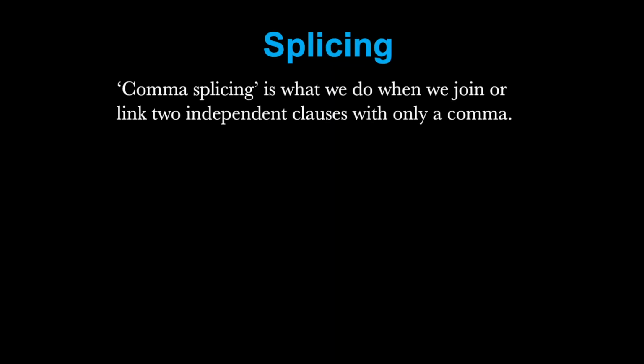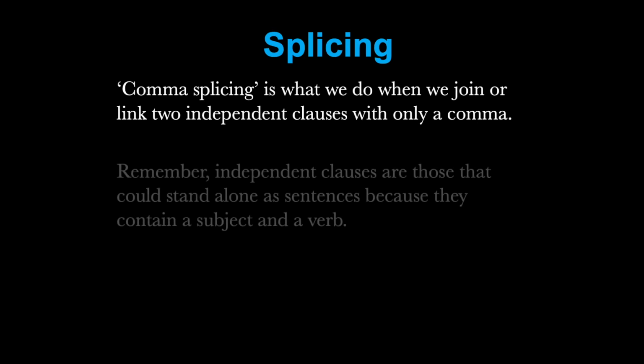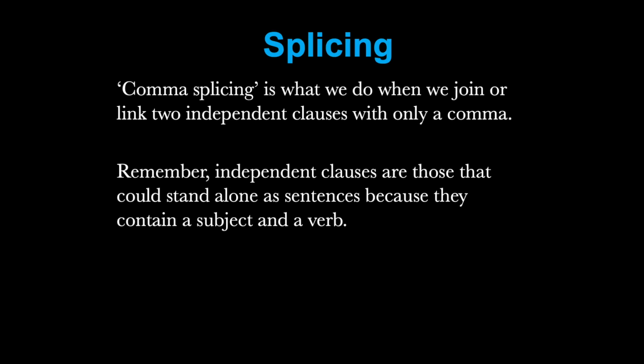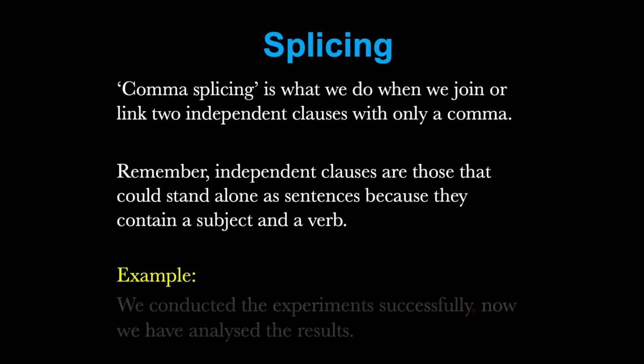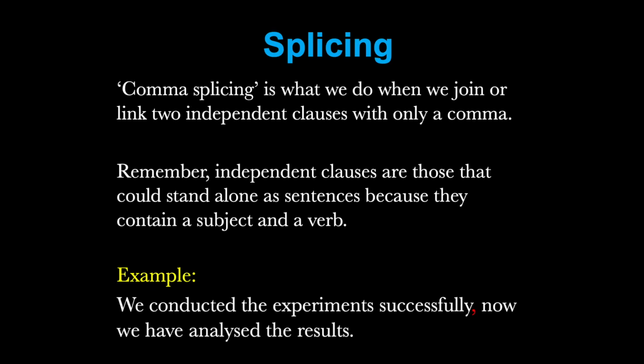With comma splicing, that's what we do when we join or link 2 independent clauses only with a comma. Remember, independent clauses are those that could stand alone as sentences in their own right because they contain a subject and a verb. Look at this example. We conducted the experiment successfully, comma, now we have analysed the results.